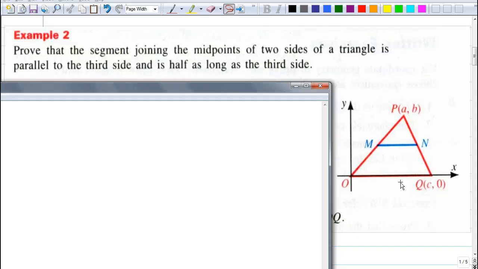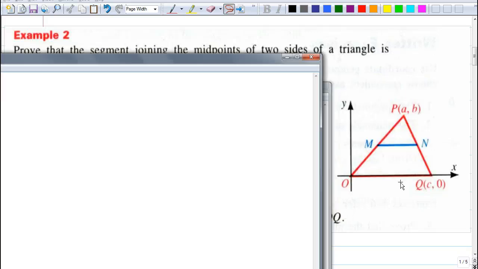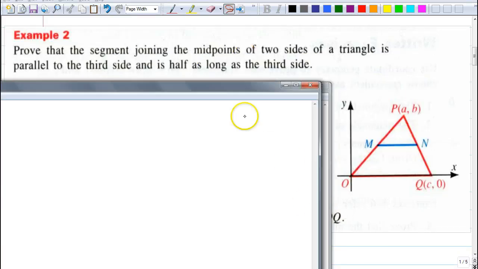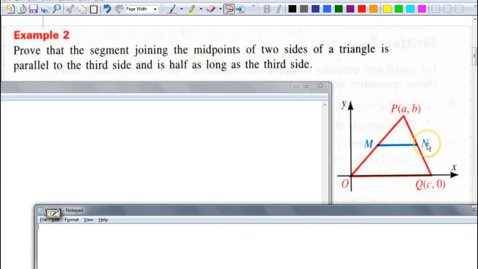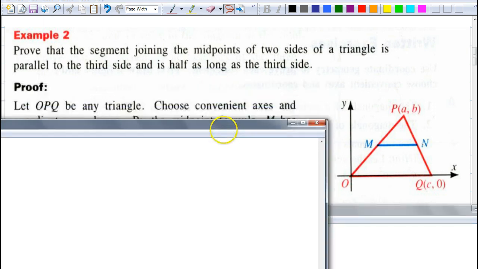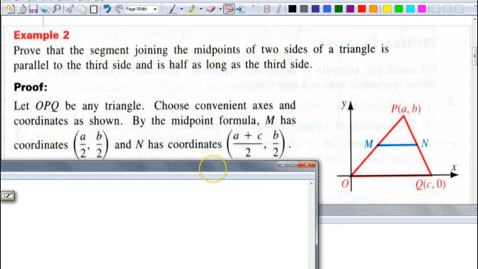What about N? The other Brandon, what do you think? What's the ordered pair for N? It's A over 2, B over 2 for M. What about N, Brandon? Well, you just use the midpoint formula. So you got A, B over here. This is C comma 0. So what's the x coordinate of N? A plus C over 2. The other is B plus 0 over 2, which is B over 2. Exactly right. Is that okay? Well, that's what we get. Easy enough?